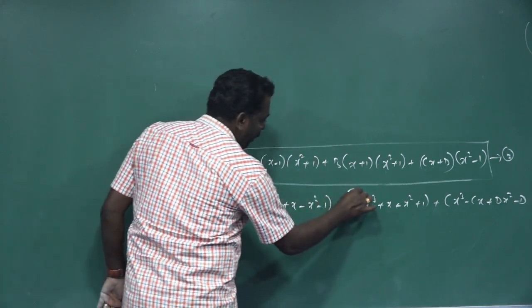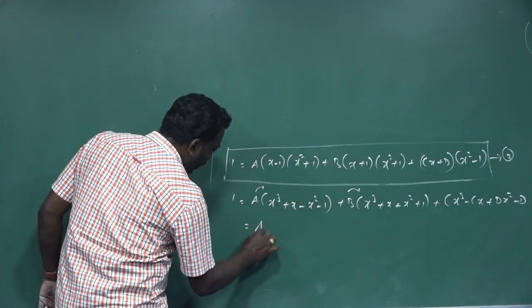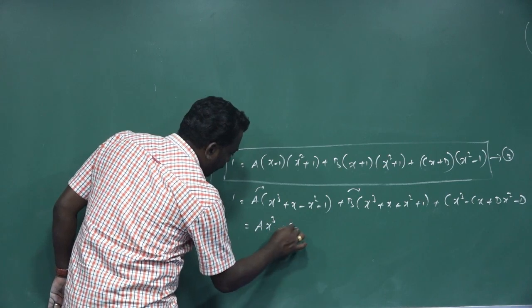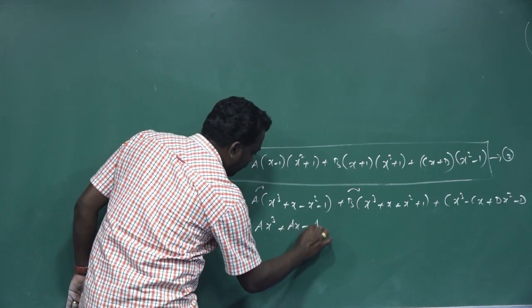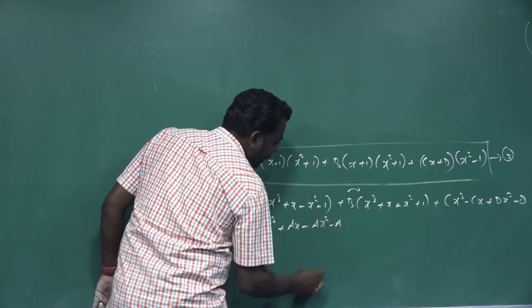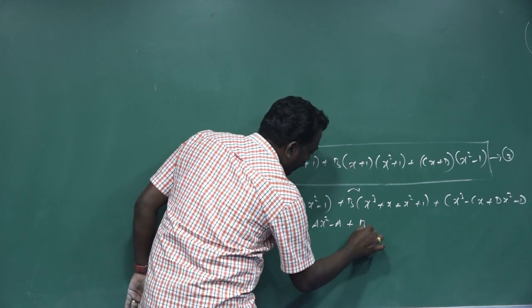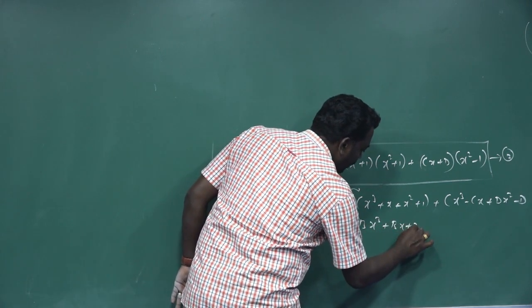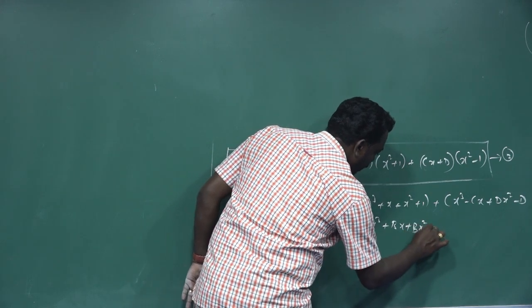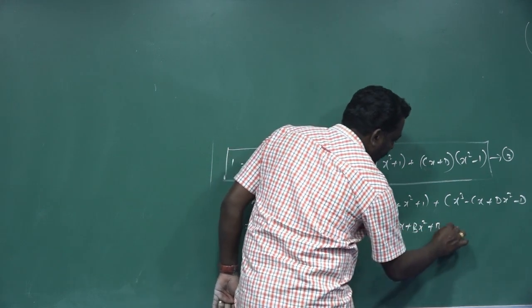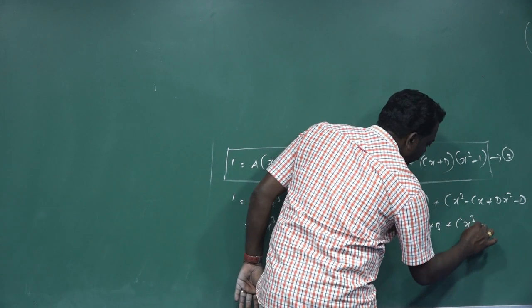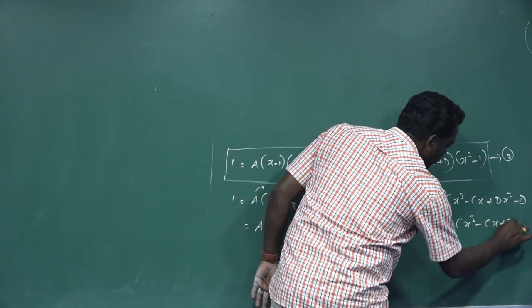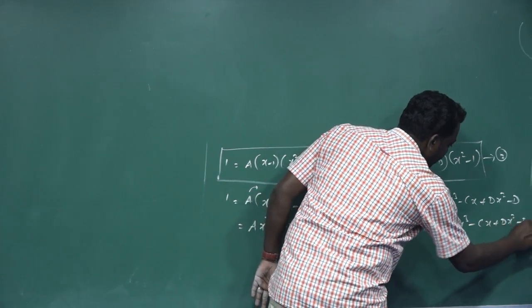Multiply a and b into the bracket. That is equal to ax³ minus ax² minus a, plus bx³ plus bx² plus bx plus b, plus cx³ minus cx, plus dx² minus d.